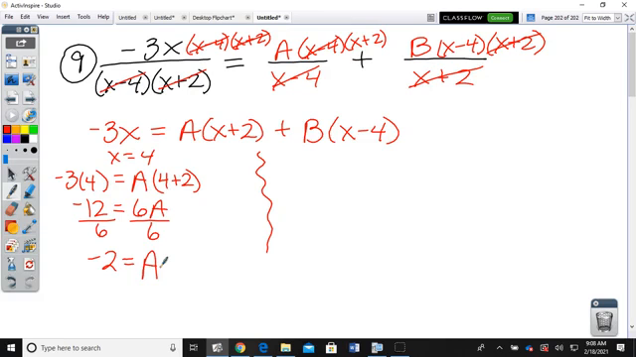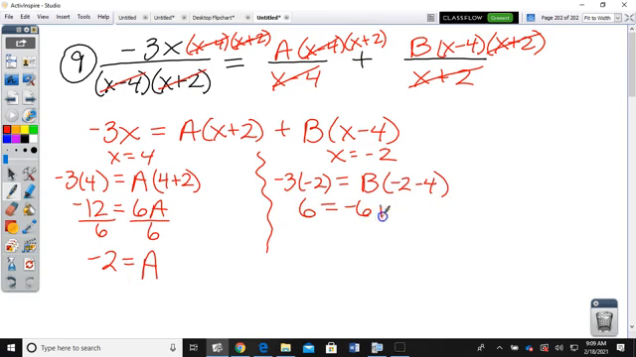So, to get rid of the a, what am I going to let x be? Negative 2. So for the second one, I'm going to let x be negative 2. That'll cancel out the a, so negative 3 times negative 2 equals b times negative 2 minus 4. That's 6 equals negative 6 times b. Divide by negative 6 and we get negative 1 is b.